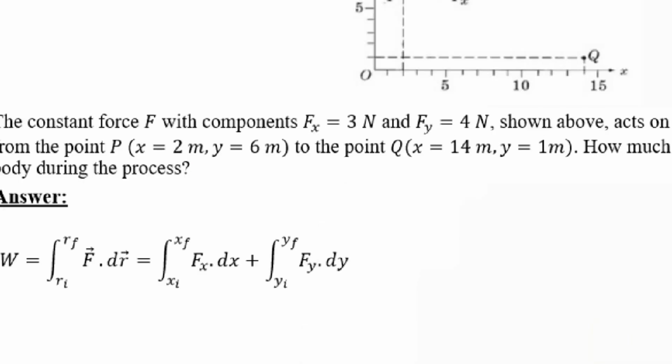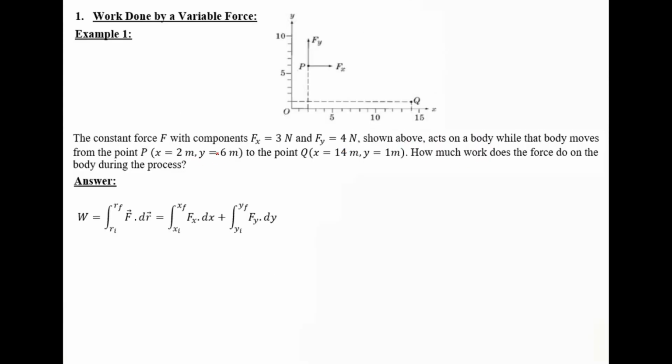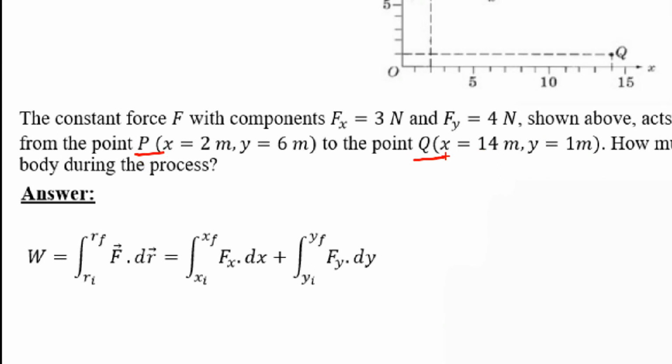Now, what would be the initial position? 2 meters to a final position of 4 meters. Here I'm talking about the horizontal because in the text they mentioned we're going from P to Q. So that would be 2 and that would be 14, and for the vertical that would be 6 and that would be 1 because we're going from 6 to 1.